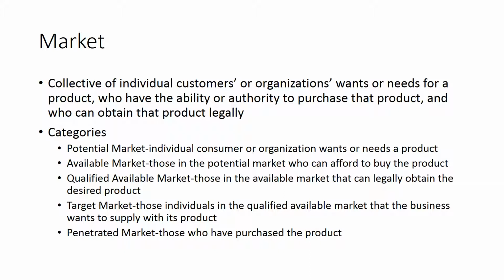So a potential market is the individual consumer or organization wants or needs. The available market is those that are in the potential market who can actually afford to buy the product. Then you look at the qualified available market. That's those who are in the available market that can actually legally obtain the desired product. Then you break it down even further into the target market. That's the individuals in the qualified available market that the business wants to supply with its product. And then you have the penetrated market. That's the actual people who have purchased the product.